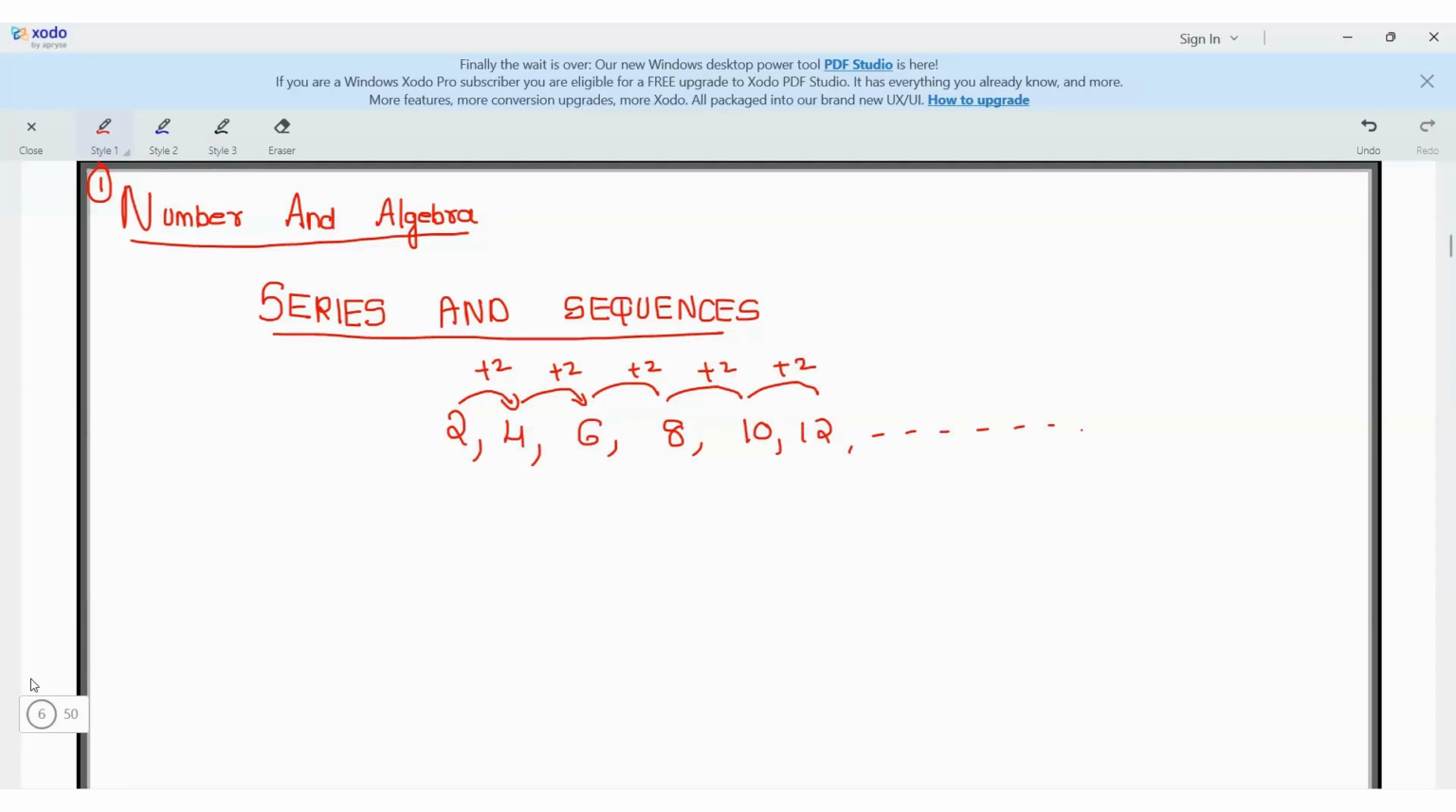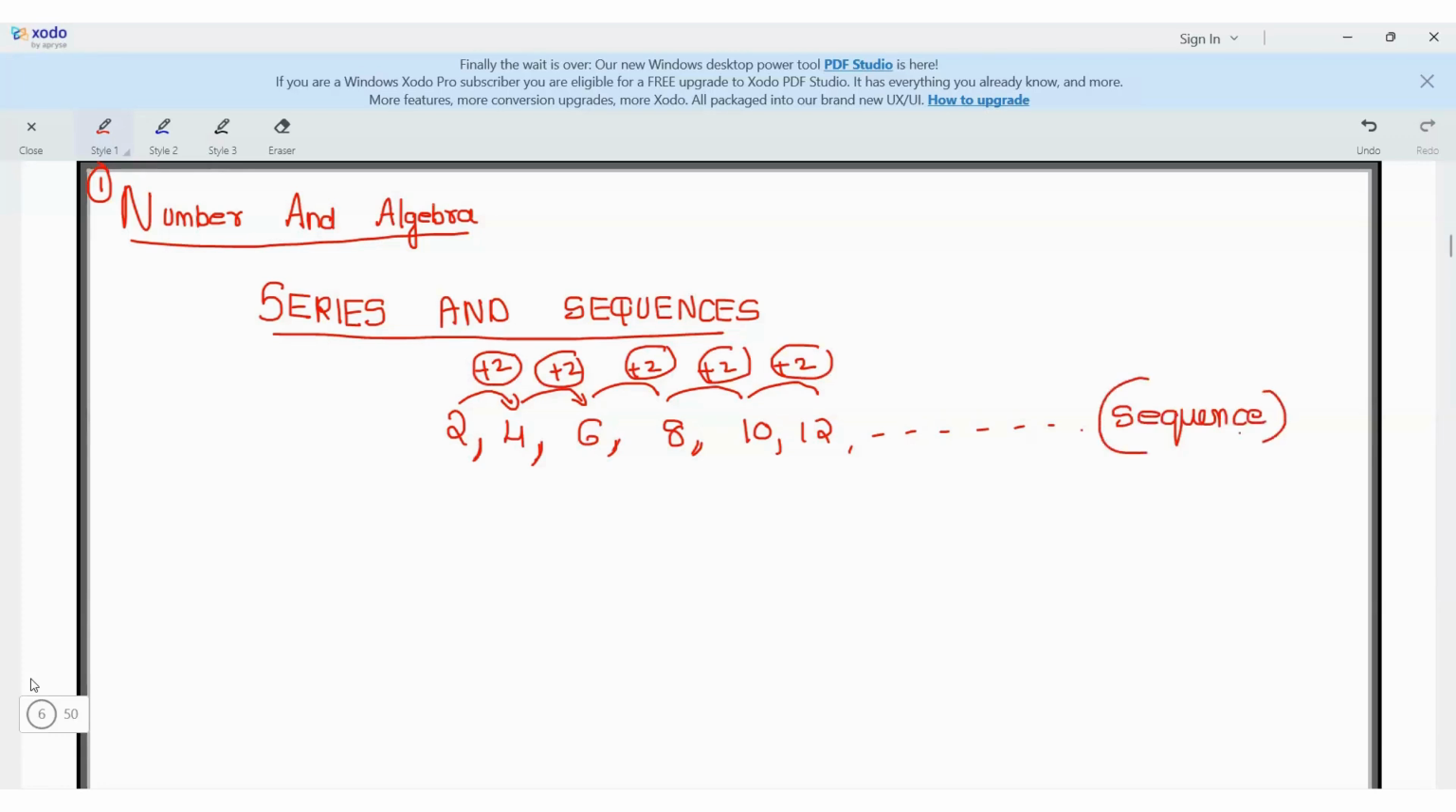So this particular sequence follows a particular pattern, because to get the succeeding term, you have to add some number, and that number is a common number. To get from the preceding term to the succeeding term, you add this common number. And if the terms are separated by commas, I will call it a sequence.